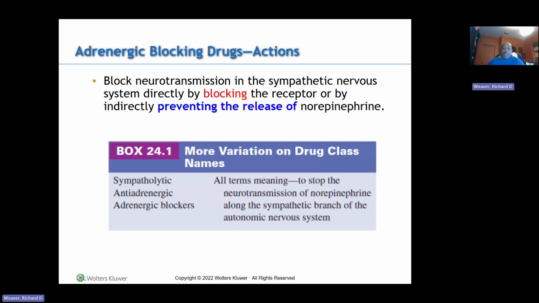Now, alpha adrenergic blockers are used primarily in ophthalmic preparations, those eye procedures. What they do is they constrict the pupil, and these are discussed in another chapter, something we won't be discussing, at least at the moment.